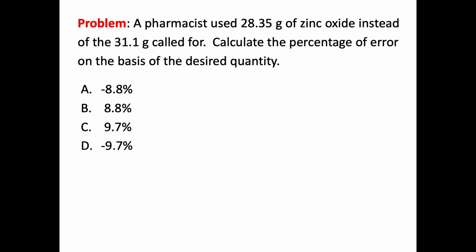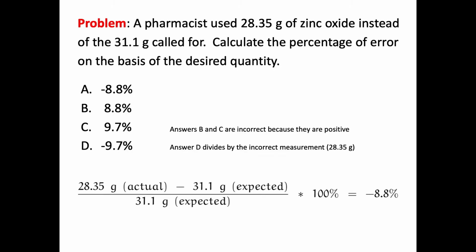Our next problem says that a pharmacist used 28.35 grams of zinc oxide instead of the 31.1 grams called for in the formula. Therefore, they're not exactly the same number. Is that acceptable? Well, let's determine it by calculating the percent error based on what we desired. And I give you some multiple choice answers there to see if you can determine the right answer. To solve this problem, we need to identify that the 28.35 that the pharmacist actually weighed was our actual, and what we had desired or expected from the formula was the 31.1 grams.